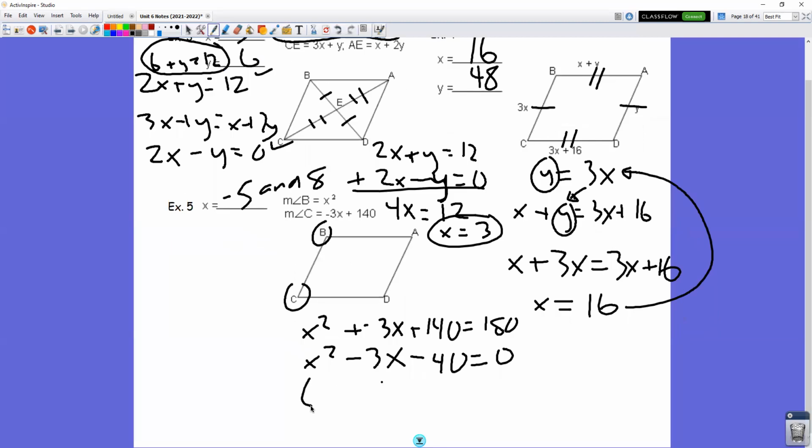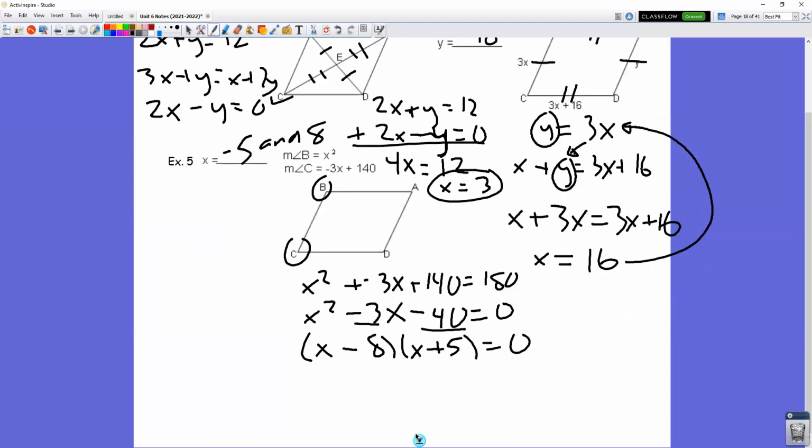And so now this is just a matter of solving the quadratic. I would highly suggest you all know how to factor this. It'd be easiest to factor this. It just comes down to the numbers that multiply to give you negative 40 and add to give you negative 3, which are negative 8 and positive 5. Now what you do is set each parentheses equal to 0. So x minus 8 equals 0. If you add 8 to both sides, x is 8. The other parentheses, x plus 5 equals 0. You subtract 5 from both sides, x equals negative 5. So there are your two solutions.